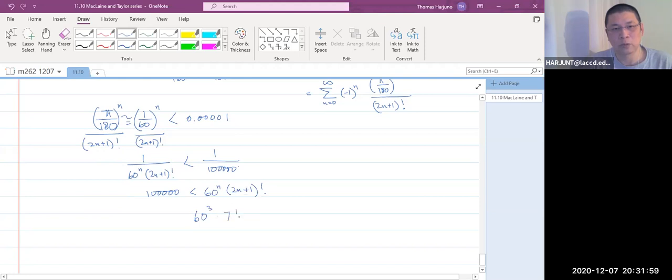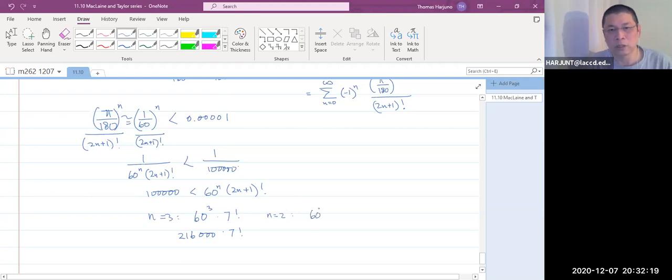Get 7 factorial. 6 times 6, 36. 36 times 6, 216 with 3 zeros. That's way too big already. 7 factorial. I think 2 is good enough. And n equals 2, maybe not, huh?